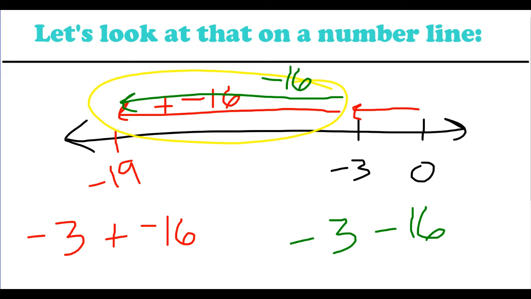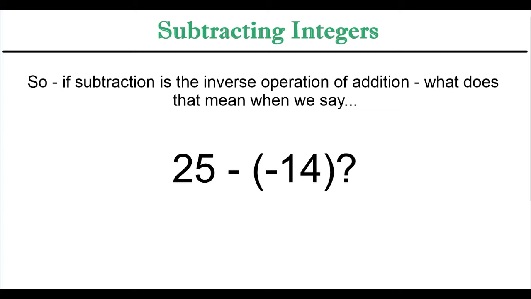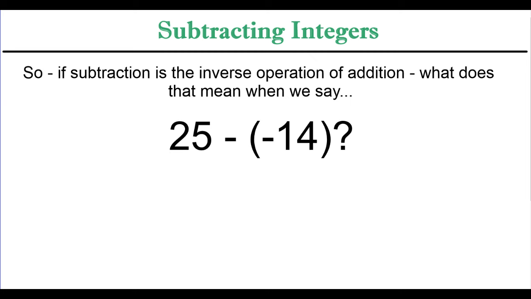So let's see if we can figure out what that means with a negative number. Subtraction is the inverse operation of addition, meaning that they can cancel each other out, to put it in an easy way, but that doesn't really get at what inverses are. So if the inverse means to do the opposite of, and subtraction and addition are inverses, what does that mean if we're trying to subtract a negative 14?